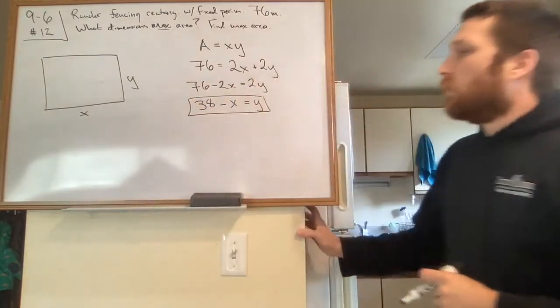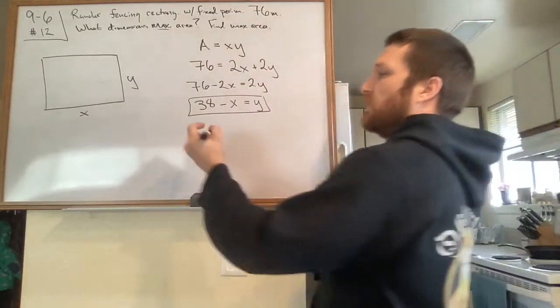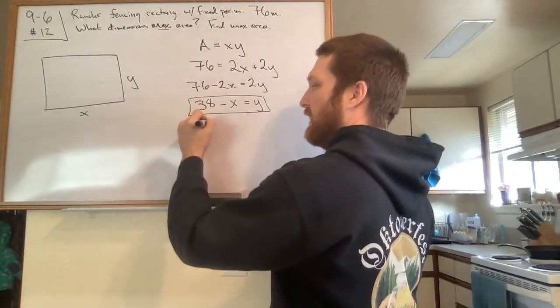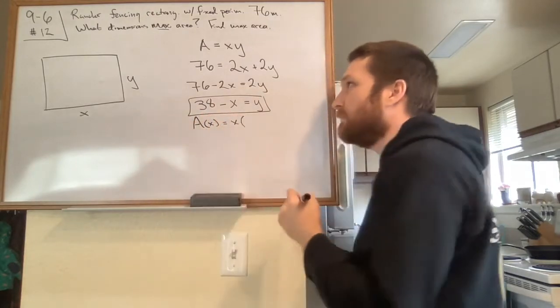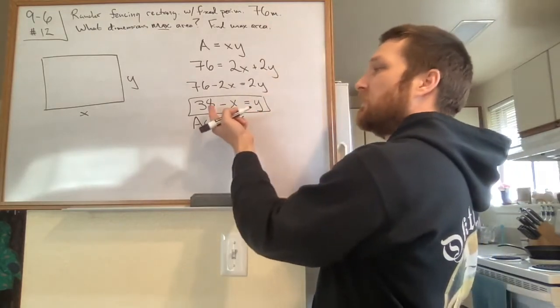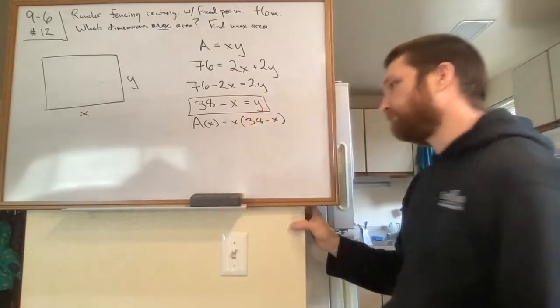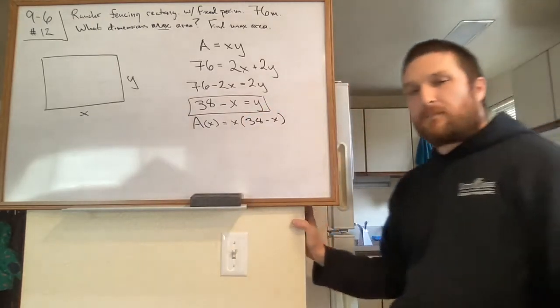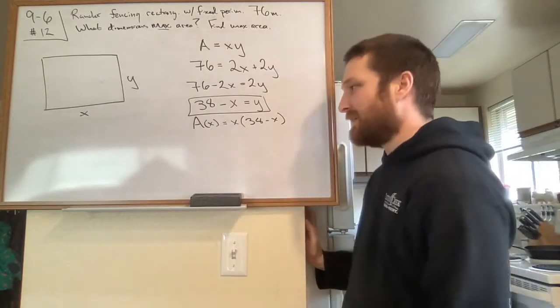Next step, we're going to turn our 2-variable function into a 1-variable function. So now we have the area as a function of x is equal to x times, instead of writing y, I'm going to write 38 minus x. Right there. Next step is graph it. I left it like this because it makes it super easy to graph.